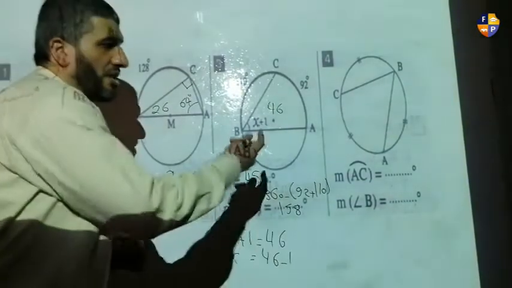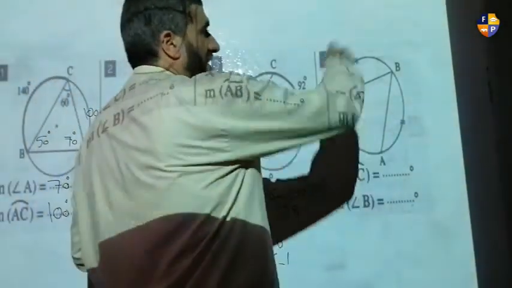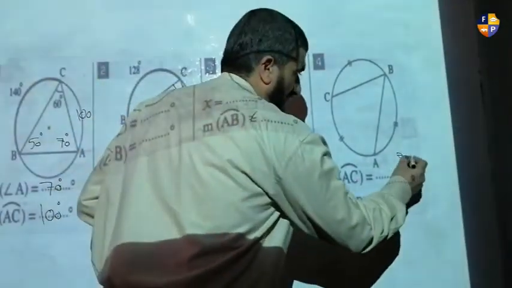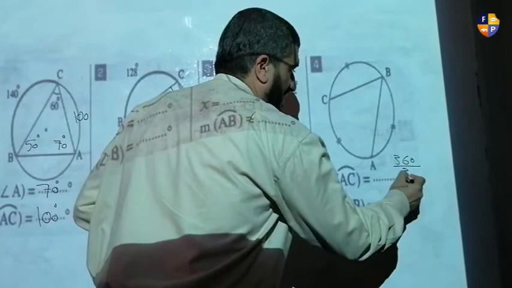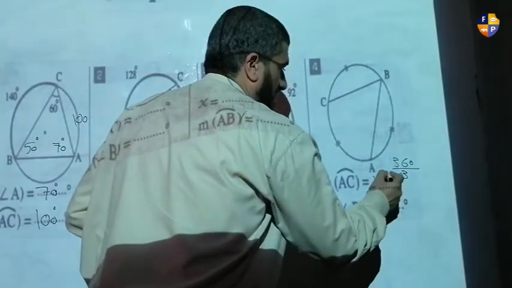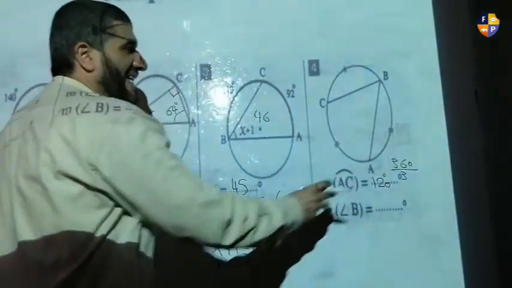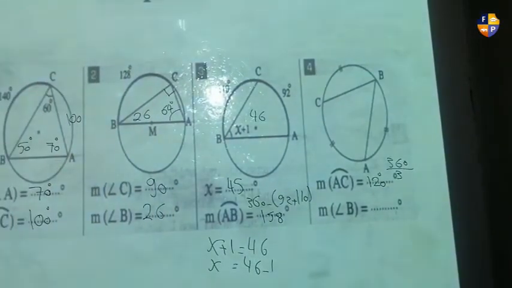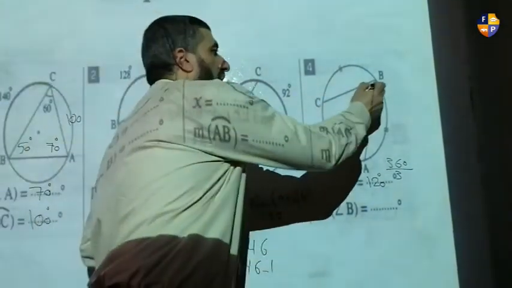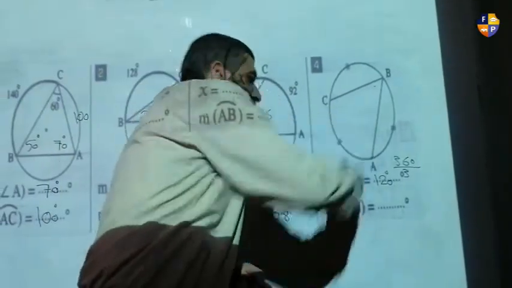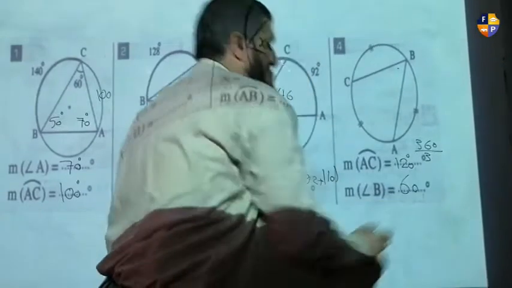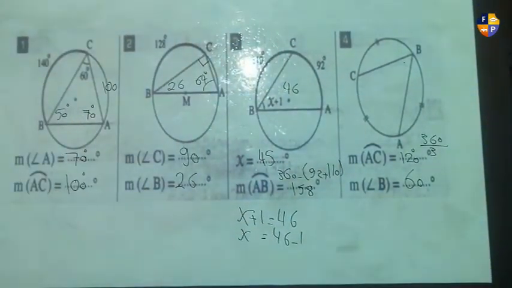Okay, and in the fourth figure, number four, the measure of arc AC. How to find the measure of arc AC? The circle is 360 divided by 3, equal to 120 degrees. Arc AC equals 120. But the measure of B is half the measure of this arc, half of 120, equal to 60 degrees. Okay. You know that?